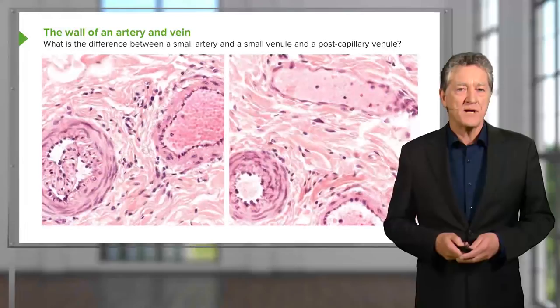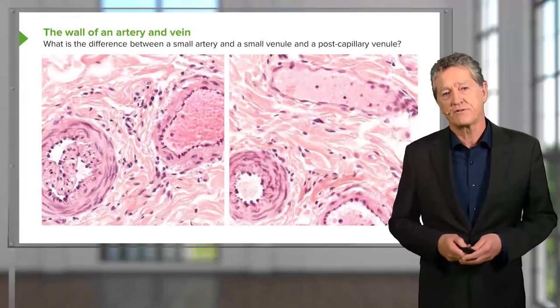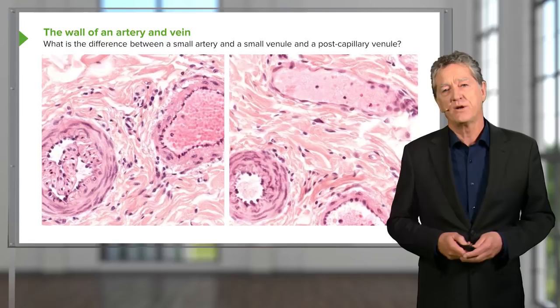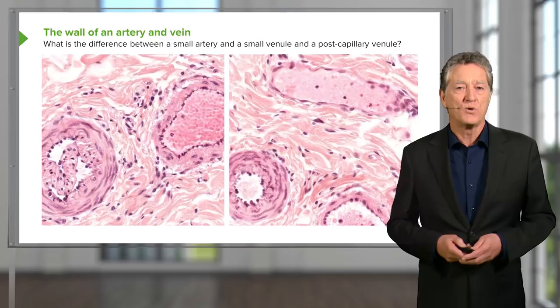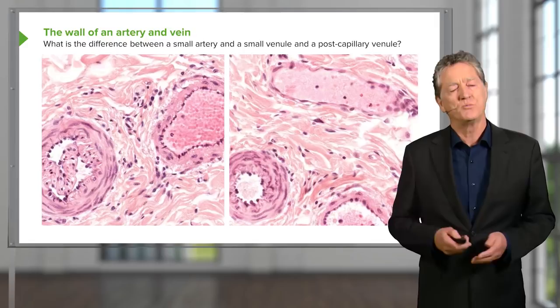So make sure you can understand how to distinguish the structures between a small artery, a small vein or venule, and then also the postcapillary venules. I think if you look at the right-hand image again and down the bottom, that small structure with a very thin wall is probably a small venule, whereas above is a postcapillary venule. But really the distinction isn't that critical.